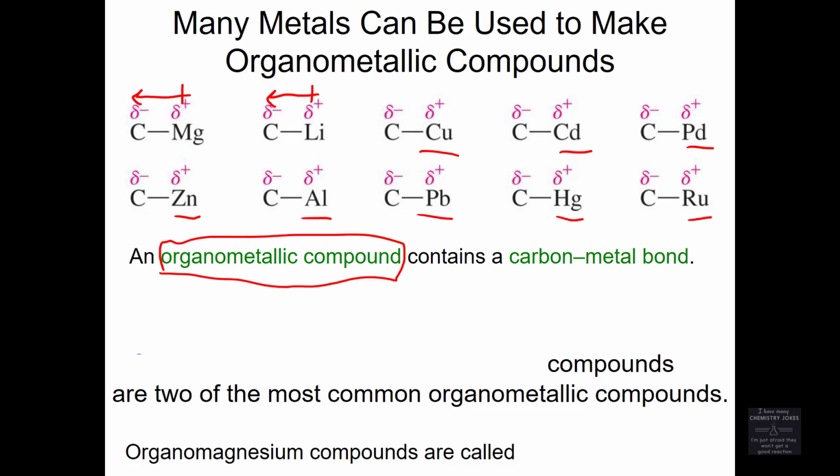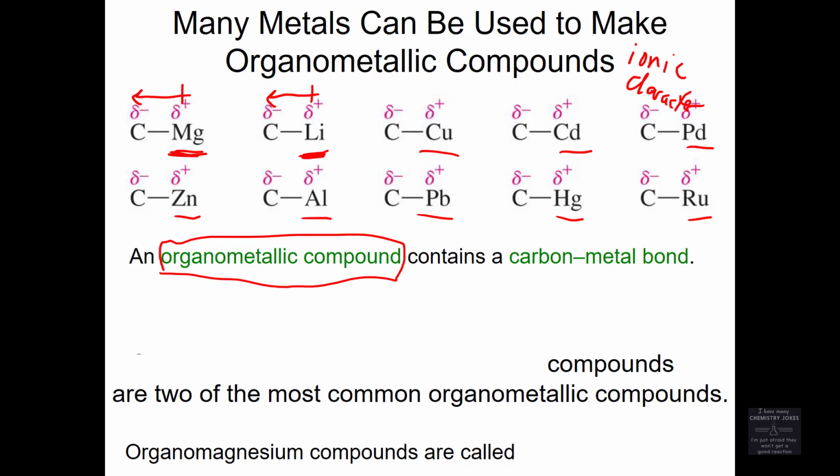Carbons and metals are close enough in electronegativity to share electrons a little bit. Do oxygen and lithium share electrons? No. They're too different in electronegativity. But carbon is close enough in electronegativity to actually share some electrons between carbon and metals. But the less electronegative the metal is, the more ionic character that bond has.